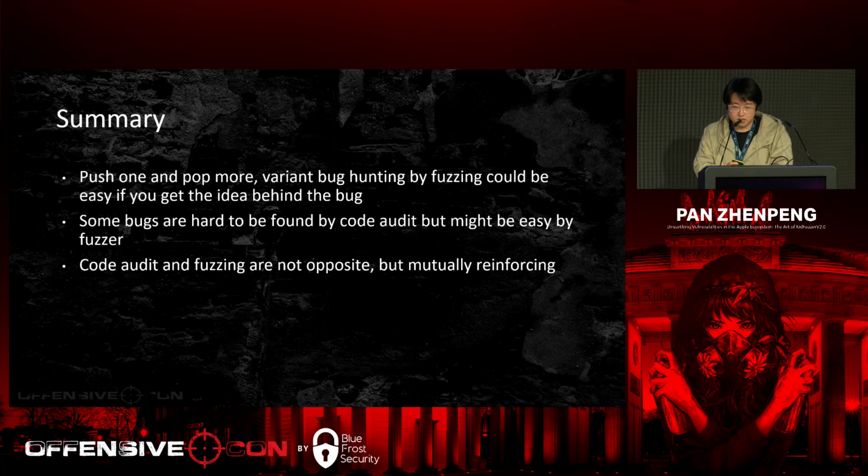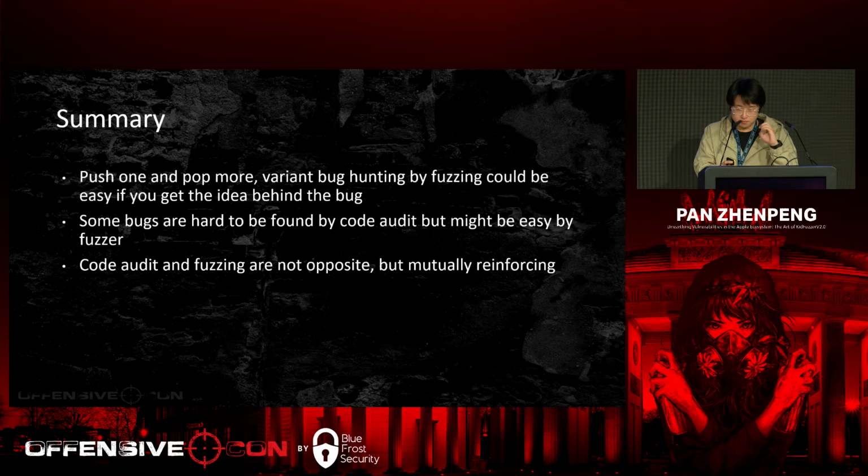And here's the summary part. I would like to give some of my experience and hints about it. So variant bug hunting, for example by fuzzing, could be easy if you get the idea behind the bug, like what its real root cause is, and whether it is easy for developers to make the same mistake in other subsystems. And some bugs could be easy to find by fuzzer and hard to find by code audit, because you can't quite understand it in that context. You need to combine other things together.